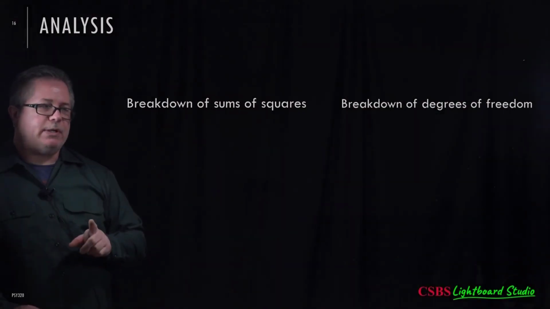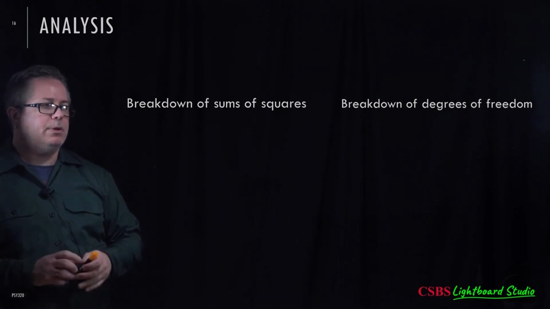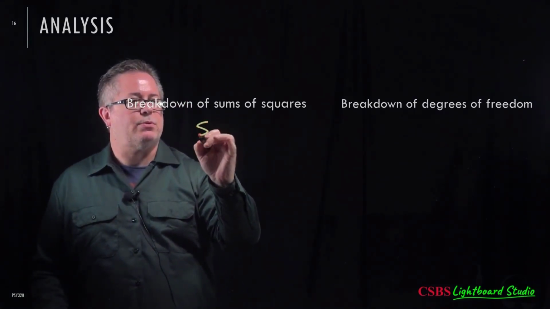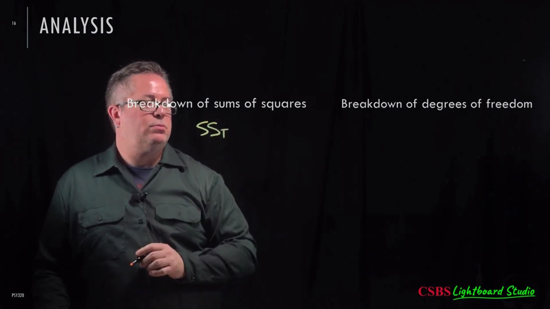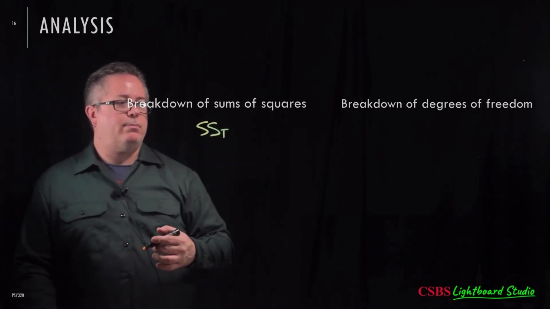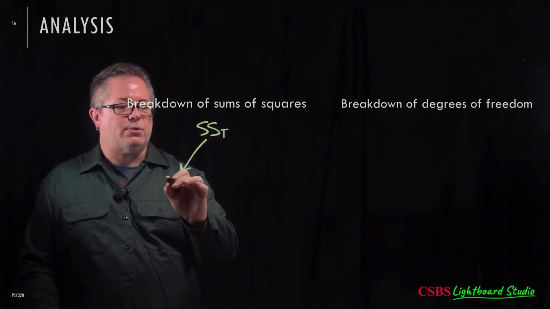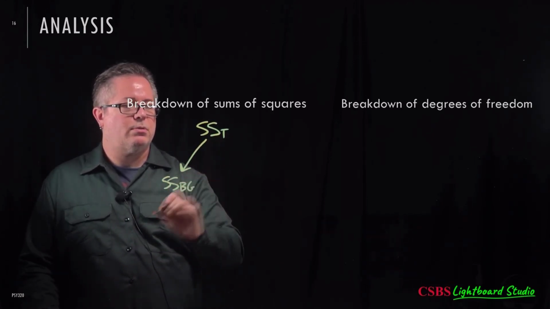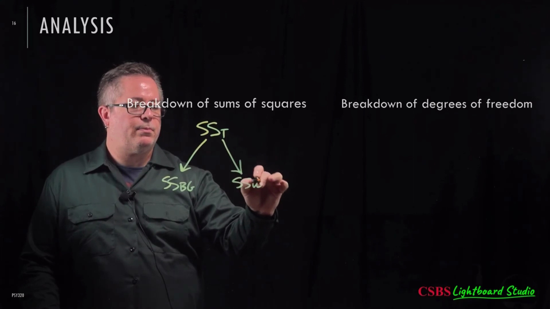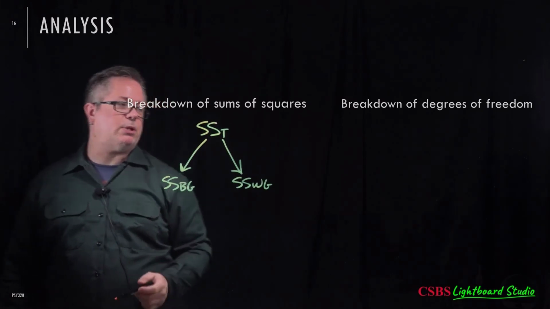So let's remind ourselves how these things are breaking down. You have a sum of squares total. Originally, when we did a one-way ANOVA, the sum of squares total got broken up into 2 pieces: the sum of squares between groups and the sum of squares within groups. And that was it, just those 2 sums of squares. So the total was really just between plus within.